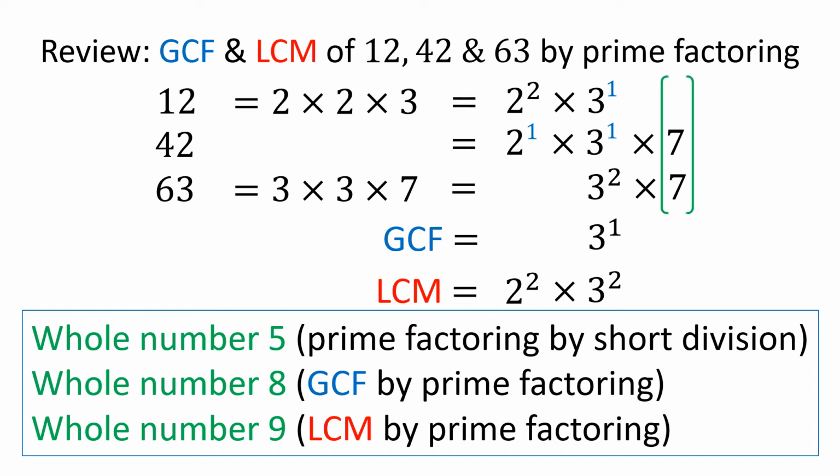For prime number 7, 12 does not have 7, so 7 is not for GCF. But 7 is for LCM. Therefore, the GCF is 3 to the power of 1, which is 3, and the LCM is 2 squared times 3 squared times 7, which is 252.